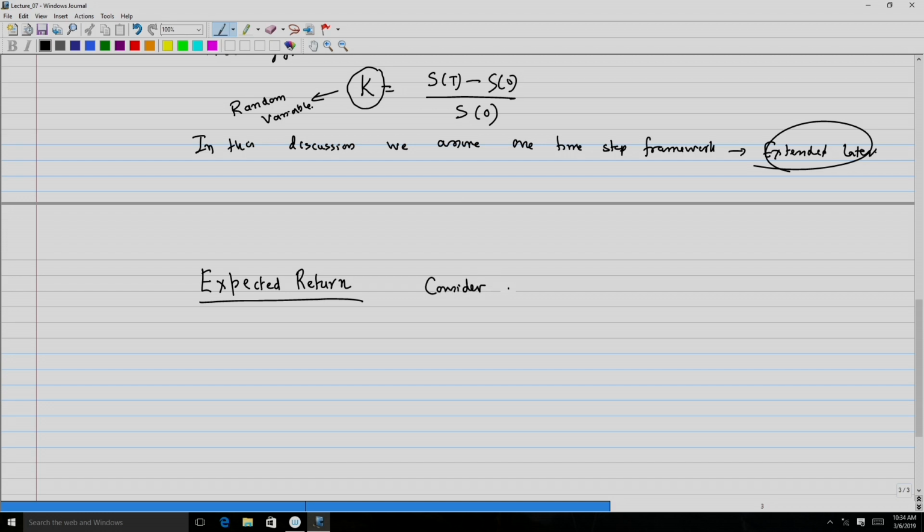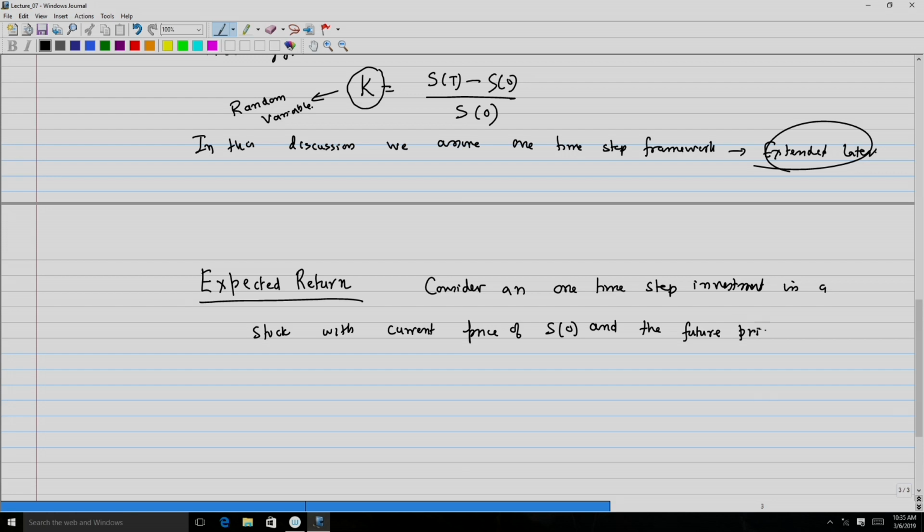So, accordingly, consider a one time step investment in a stock with current price of S 0 and the future price of S of capital T. Now, this future price S of capital T is uncertain or unknown and is consequently a random variable.